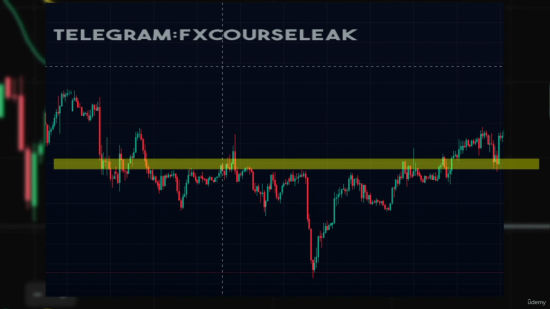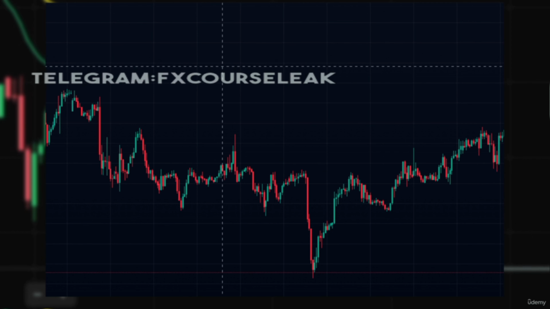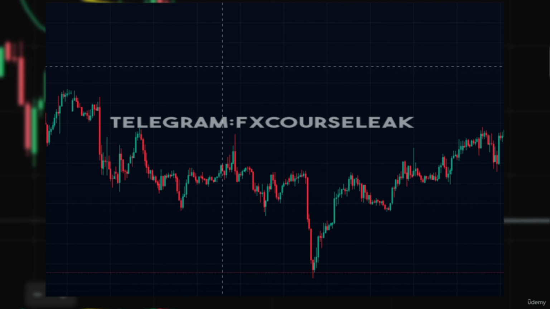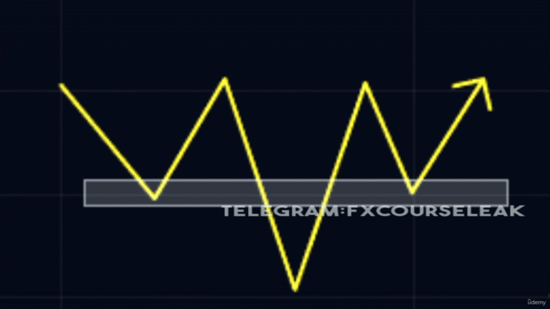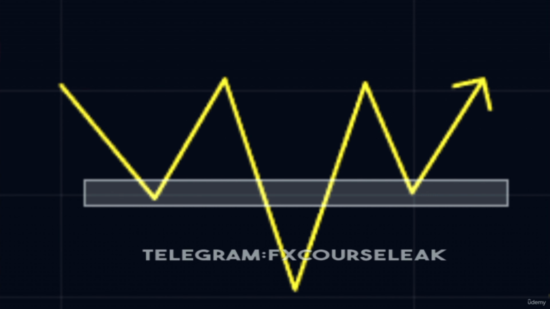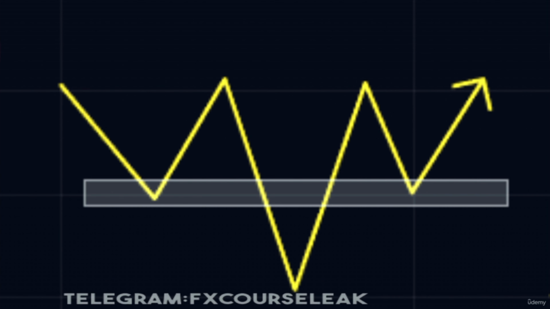So the same goes for the inverse head and shoulders pattern. Instead of creating a higher high, it fails to create a lower low, and the traders place their trade on the right inverse shoulder over here on the neckline.